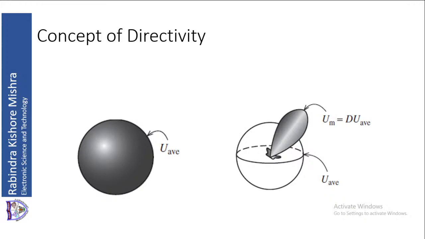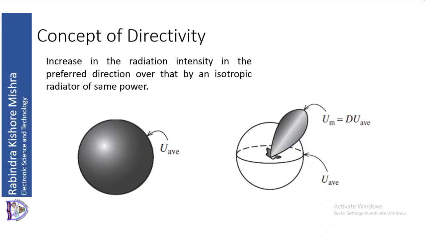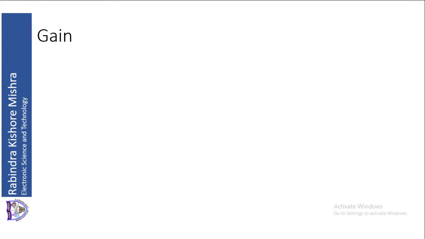So it is crossing the sphere, and U max is more than U average by an amount of D, which is the directivity. D is the directivity. For the practical antenna U max is equal to D into U average. U average is the average intensity of an isotropic antenna. So it is more than the average intensity of the isotropic antenna by a multiplying factor D. So D gives you the directivity. And this is the increase in the radiation intensity in the preferred direction in which the antenna is radiating, over that by an isotropic radiator of the same power. So this is the concept of directivity.